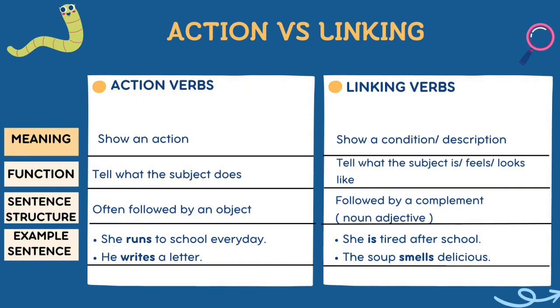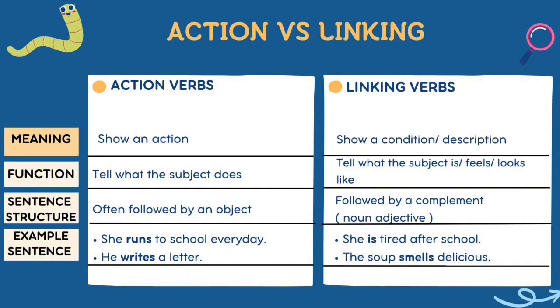Next is the function. Action verbs function to tell us what the subject does. For example, she runs to school every day. The verb runs tells us what the subject she is doing. Linking verbs, on the other hand, function to tell us what the subject is or how the subject feels or looks like. For instance, in she is tired after school, the verb is connects the subject she to the description tired.